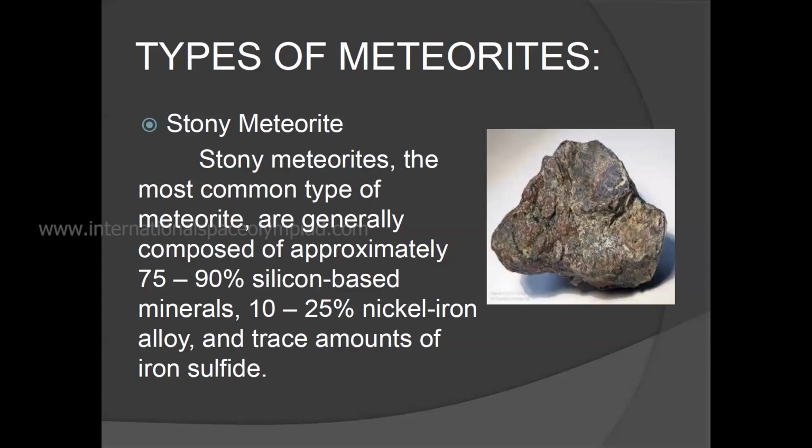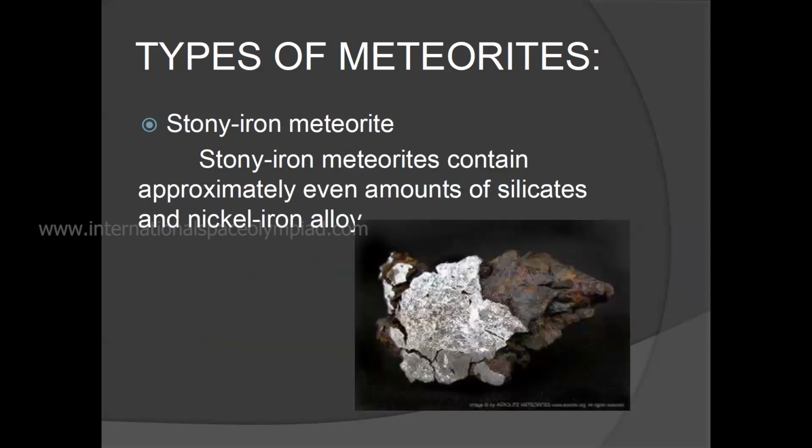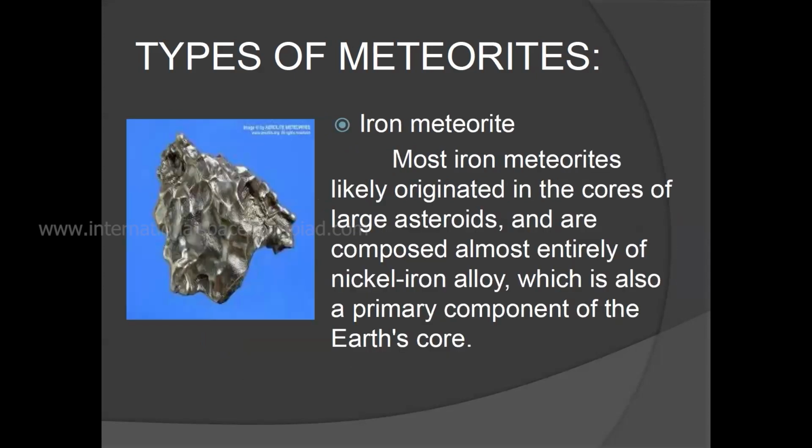Now there are different types of meteorites. One is the stony meteorite. It's the most common type of meteorite and is generally composed of approximately 75 to 90 percent silicon based materials or minerals, 10 to 25 percent nickel iron alloy, and trace amounts of iron sulfide. Now there is the stony iron meteorite. Stony iron meteorite contains approximately equal amounts of silicates and nickel iron alloy. An alloy is a combination of metals, right? Maybe you have studied it.